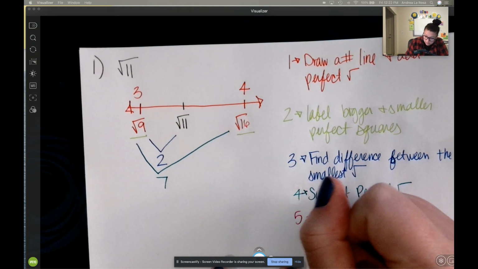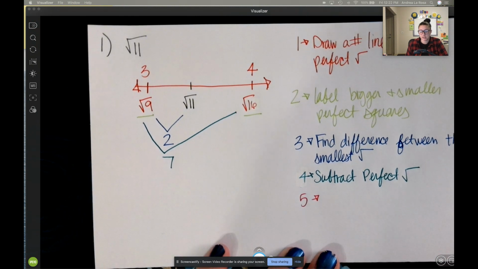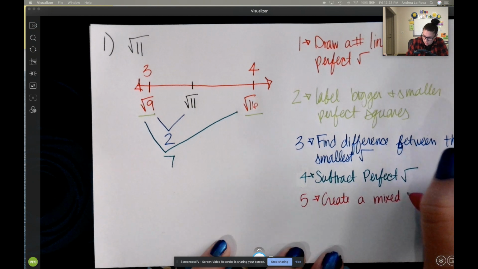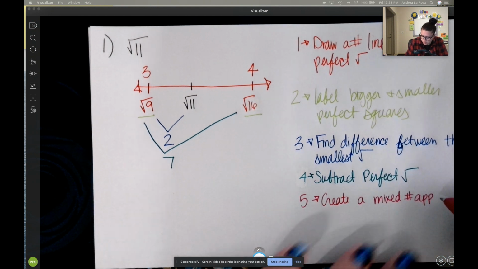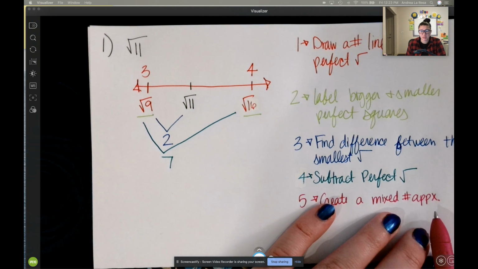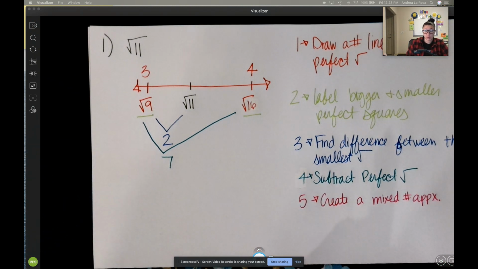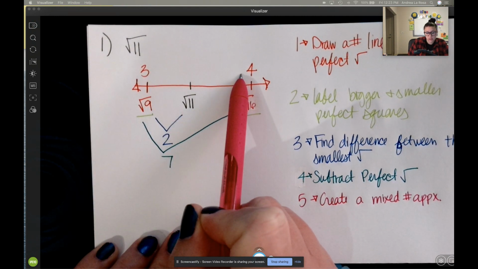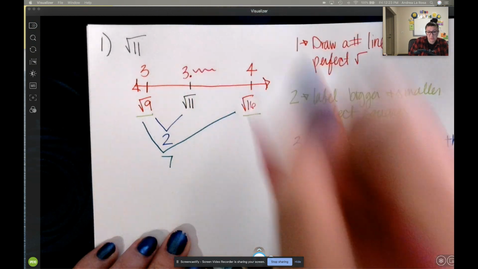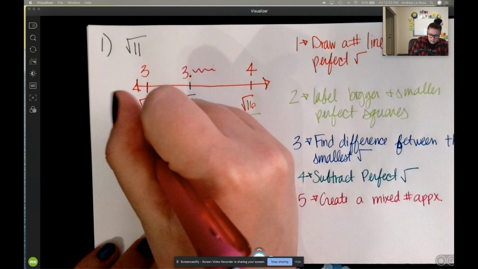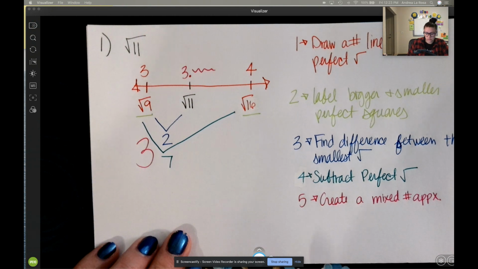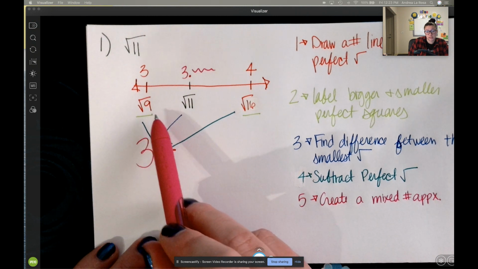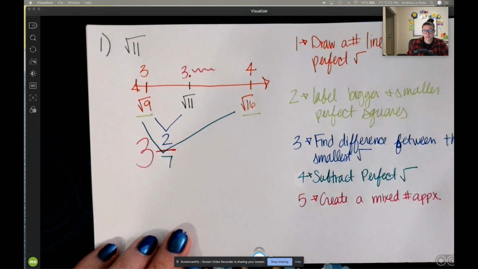Our next step, 5, we're going to create a mixed number approximation. I'm going to abbreviate approximation, APPX. So the way we create our mixed number, we know that the square root of 11 is between 3 and 4. So that tells me it's going to be 3 point something. So I need my whole number to be 3. This 2, I had you write it this way because that 2 is your numerator approximation, and 7 is your denominator approximation.